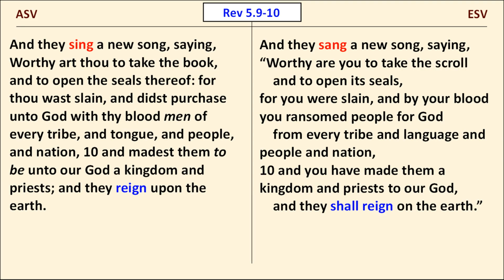Now let's take a look at Revelation chapter 5, verses 9 and 10. I've highlighted two differences: "sing" versus "sang," and "reign" versus "shall reign."